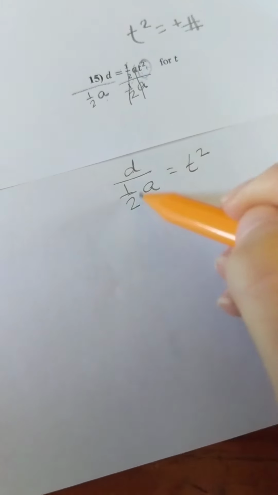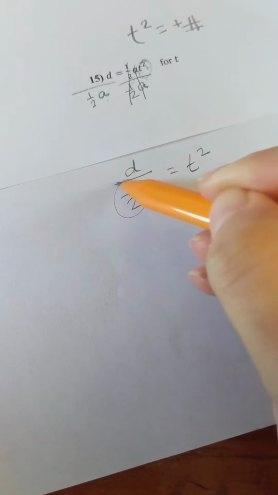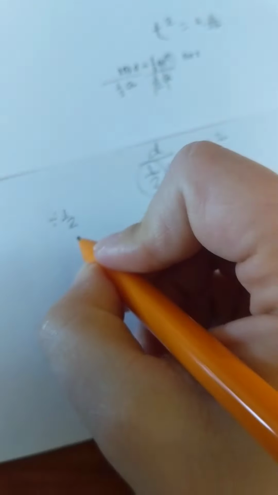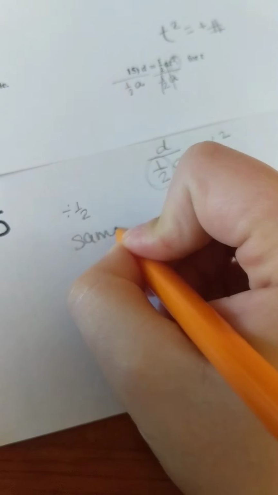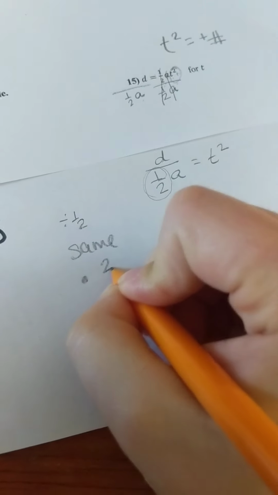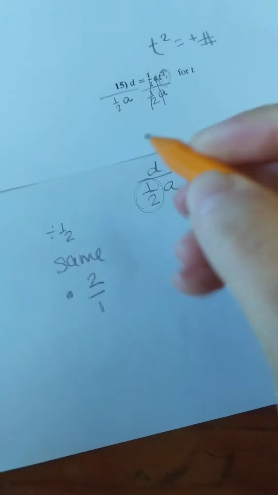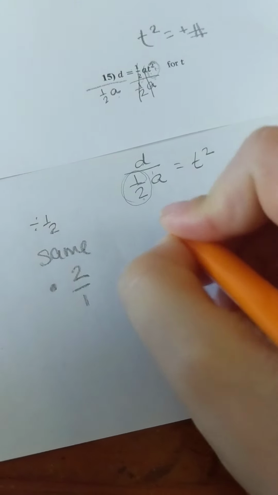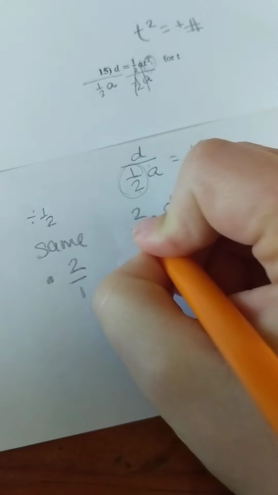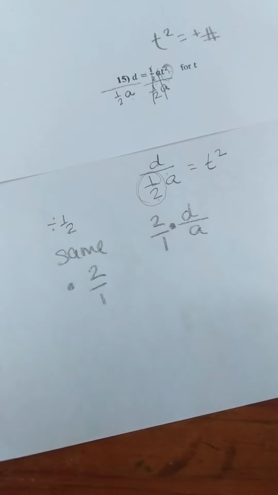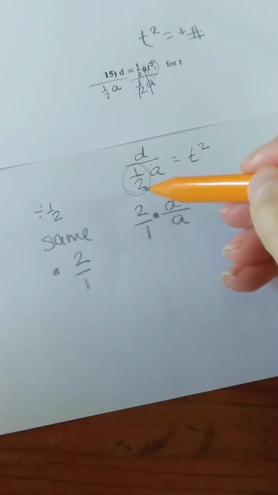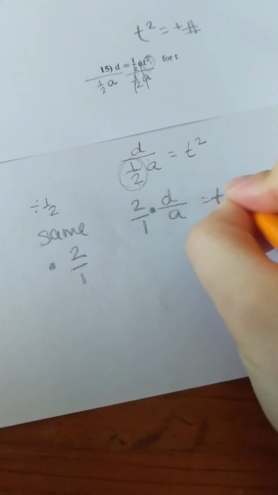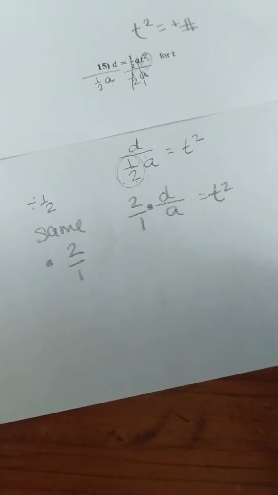Let's clean this up a little bit. We know that dividing by 1/2 is the same as multiplying by 2 over 1. So instead of dividing by 1/2 here, I'm going to take my fraction, which is d over a, and multiply it by 2 over 1. That just looks neater, and in mathematics, we don't write fractions in the denominator. Good, and this side still stays the same. I haven't done anything with that yet.